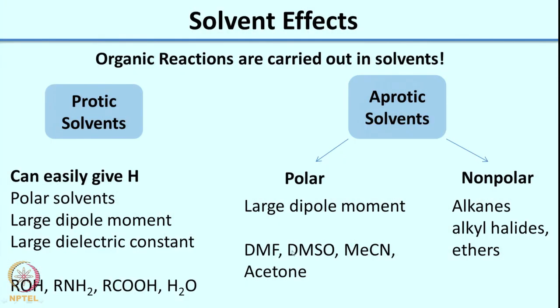Polar aprotic solvents have a large dipole moment, and examples are dimethyl formamide, dimethyl sulfoxide, acetonitrile and acetone. If you don't know the structure of DMF and DMSO, I will write it for you. So DMF is N,N-dimethyl formamide.